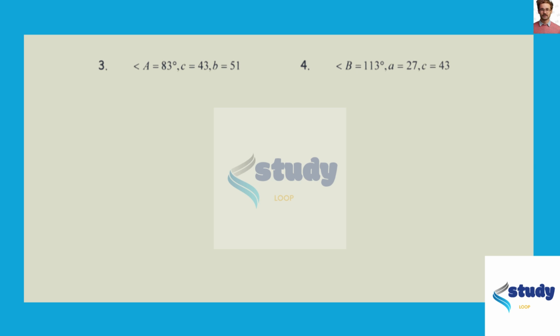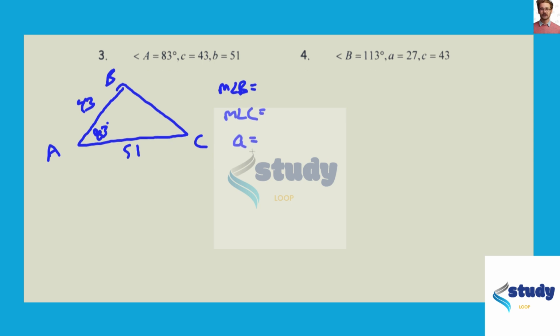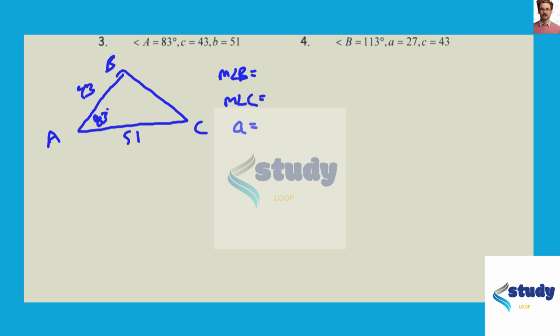Let's visualize this triangle. It's not going to be to scale here, but let's say this is angle A, B, C, and angle A is 83 degrees, side C, opposite angle C, is 43, and side B, opposite angle B, is 51. To solve this triangle, we'll need to find the measure of angle B, the measure of angle C, and side A. With the law of cosines, we can find side A first.